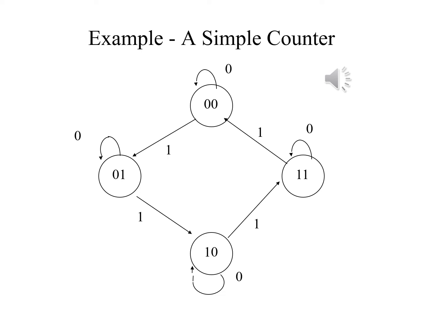The arrow that loops back into the same state in each case is marked with a 0. In other words, if our external input is 0, then we'll stay in the current state. We'll see that the lines connecting one state to the next are marked with a 1. If our external input is a 1, we will advance to the next state.